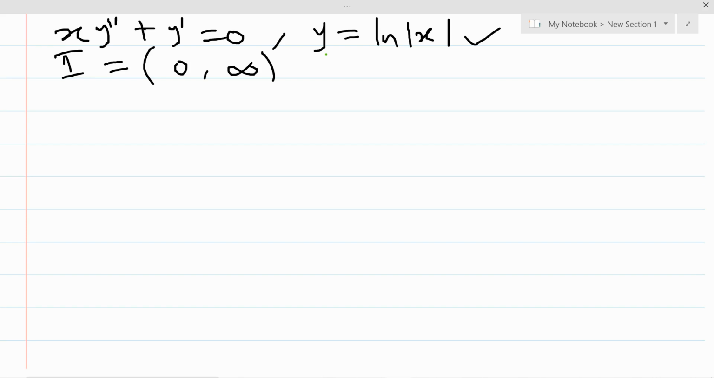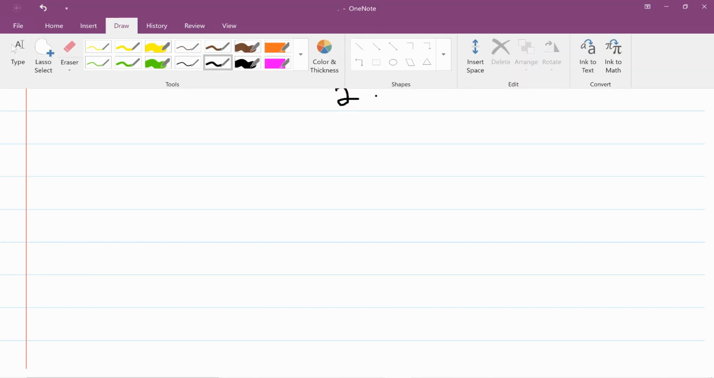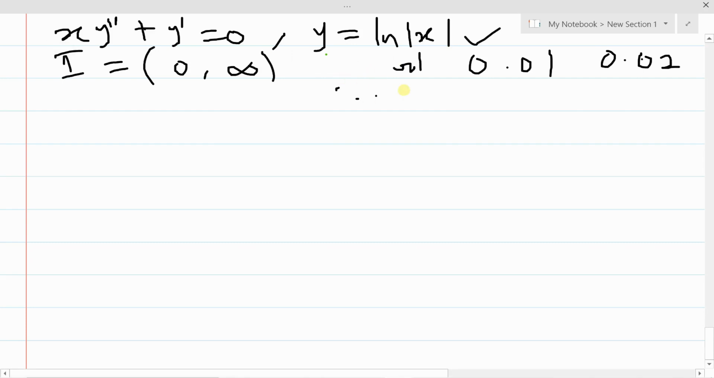This means 0 is not part, infinity is also not part, so only values between them. So ln of 0.0001 will work for it. Ln of 0.01 will work for it. 0.02 will work for it. Ln of 2 will work for this. So that is why we are saying that this is a solution to the differential equation within the given interval.